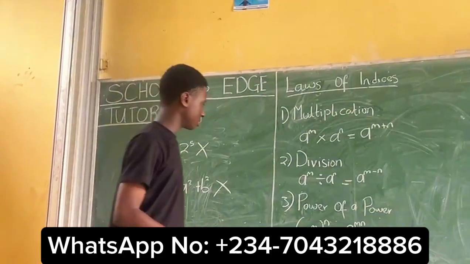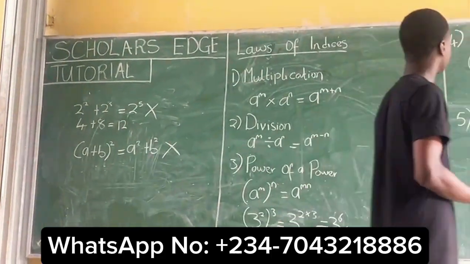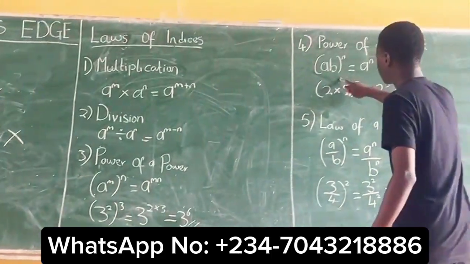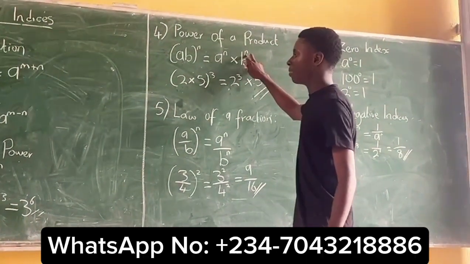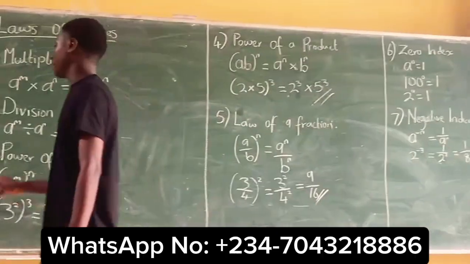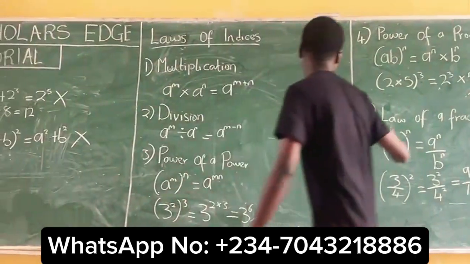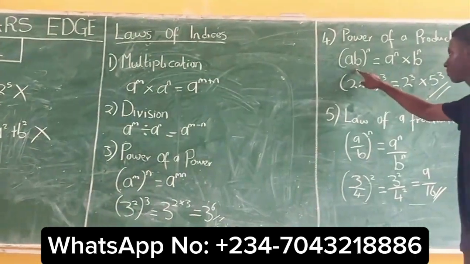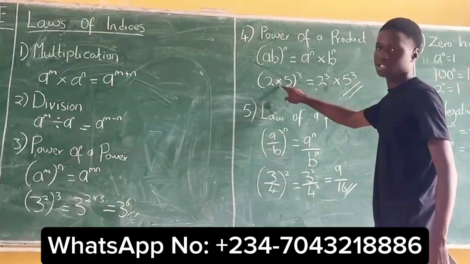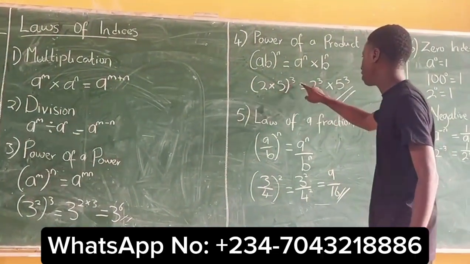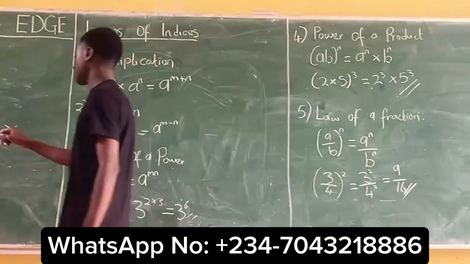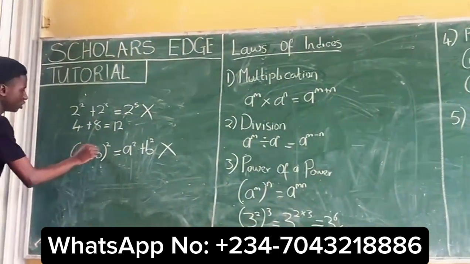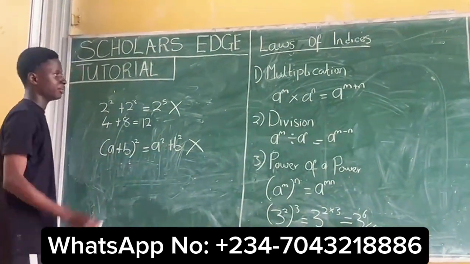Because I said when you have AB to the power of n, you give them individual powers. That doesn't apply here. If you notice, this is joined by a multiplication sign. You can see we have the multiplication sign here. So 2 times 5 to the power of 3, that's where you can apply this. But because there is an addition sign here, you don't work with this principle.